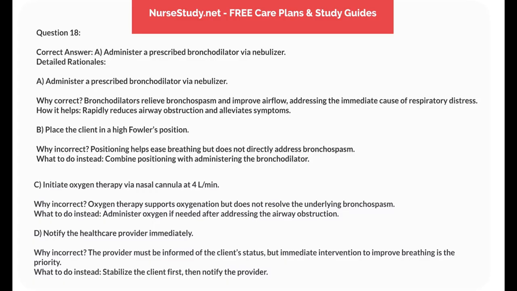C. Initiate oxygen therapy via nasal cannula at 4 liters per minute. Why incorrect? Oxygen therapy supports oxygenation but does not resolve the underlying bronchospasm. What to do instead: administer oxygen if needed after addressing the airway obstruction.